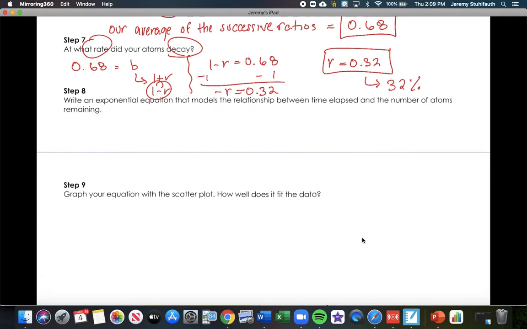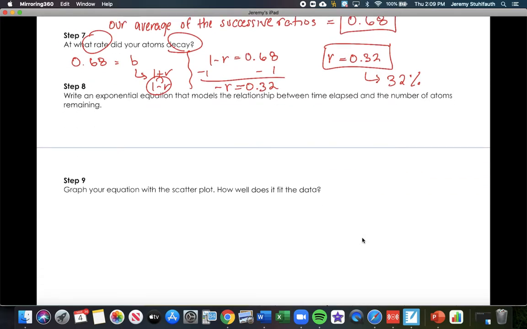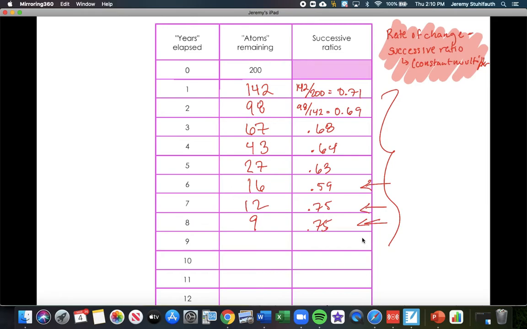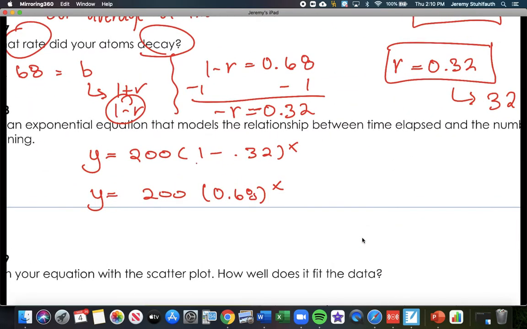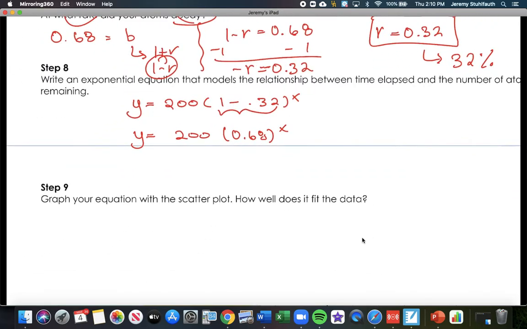So if we wanted to take that and write an exponential equation that models this relationship, we could either write y equals our initial amount, which was 200, times 1 minus 0.32 to the x power, or you could write y equals 200 times 0.68 to the x power. 0.68 was the average of our successive ratios, and it's also 1 minus 0.32. So either one of those equations works.